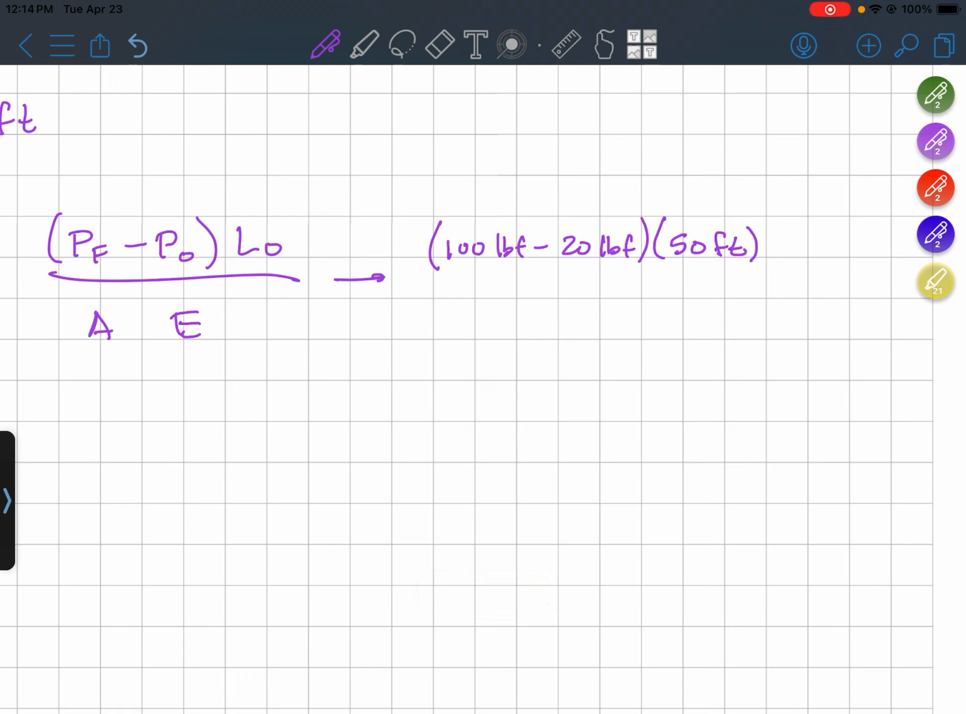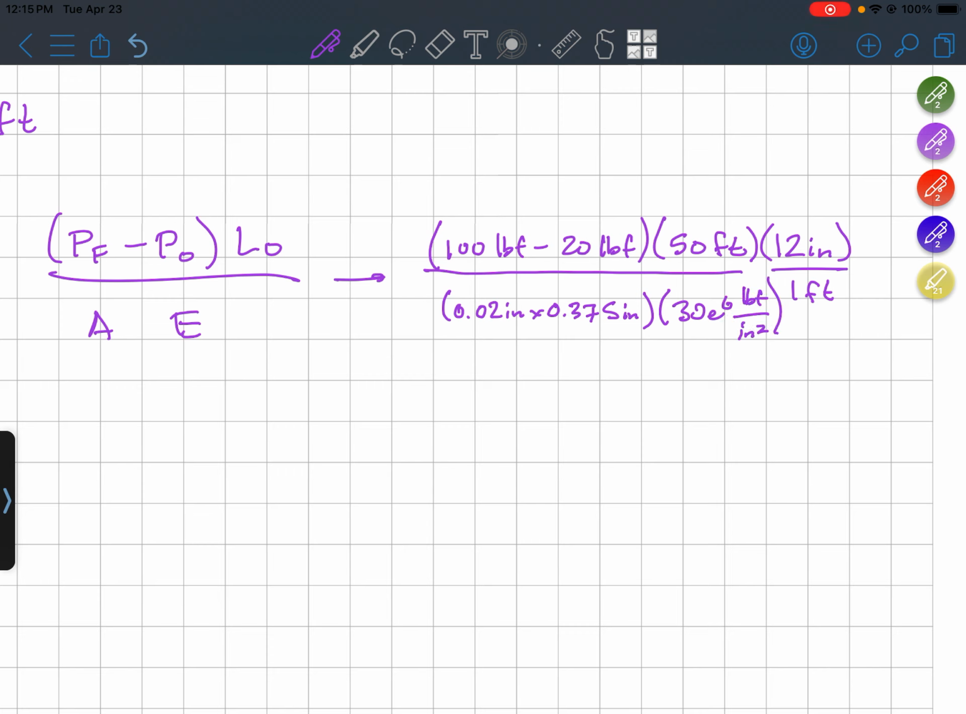That's our original length. I'm going to go ahead and convert feet into inches. And our cross-sectional area, which is 0.02 inches times 3/8 of an inch, 0.375 of an inch, and then our Young's modulus is 30 million psi.